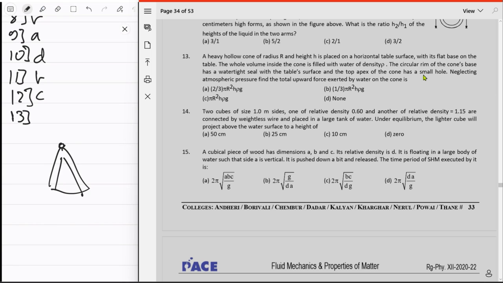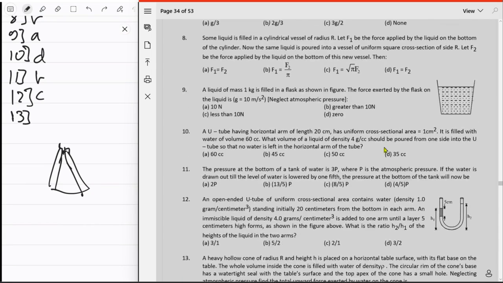The cone also has a small hole on top, right? The top apex. Yeah, it's like this. So what that means is it's actually like this. This is atmospheric pressure, which is now 0 in this case. So it just goes down like that. Isn't that the same as what we saw the last time? So we just want the upward force exerted by water on the cone. Just use that formula that we got the last time.